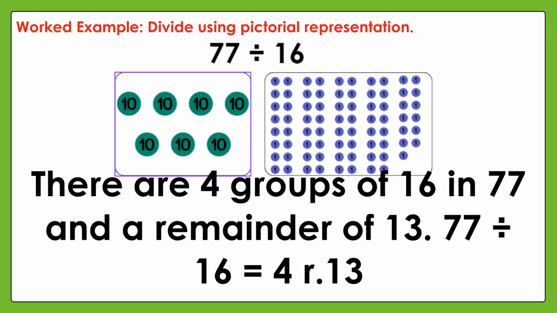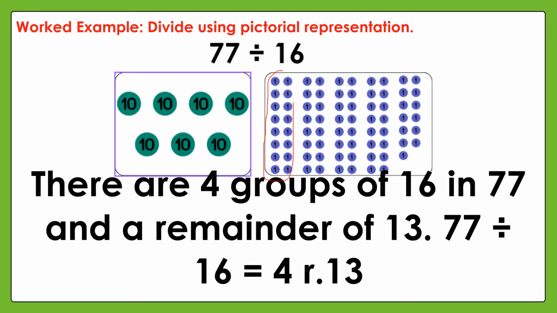Let's have the worked example. Divide using pictorial representation. 77 divided by 16. There are 4 groups of 16 in 77 and a remainder of 13. Let's see.